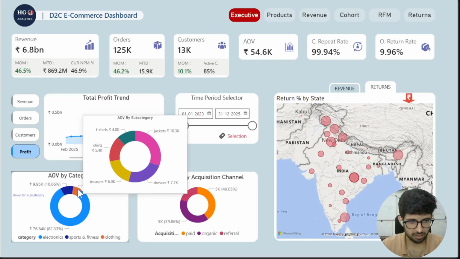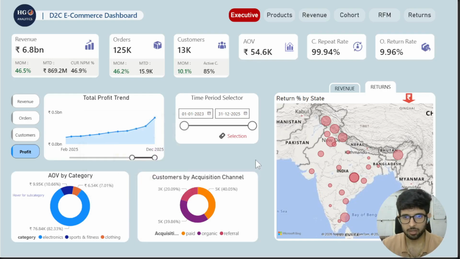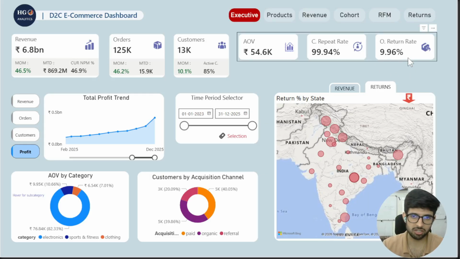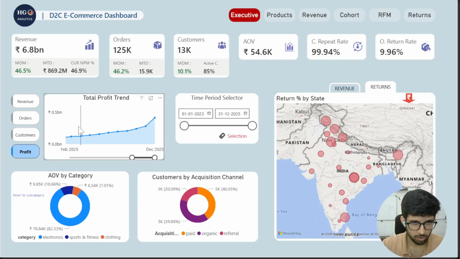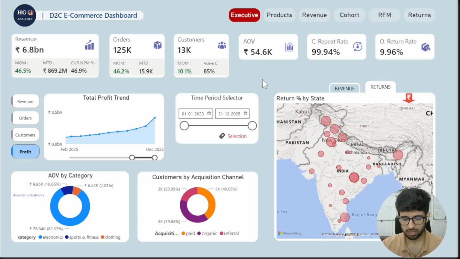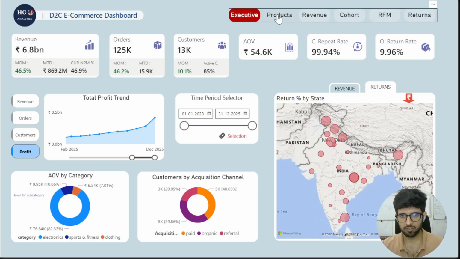Then there is subcategory of clothing. You can see that. So now from returns problem, we will dig deeper into the returns section, to see where exactly the real problem is, which state has a real problem, and then how customers are getting acquired and how our company is doing. Everything is listed on this executive page. Now let's go deep into the next tab, which is our products.